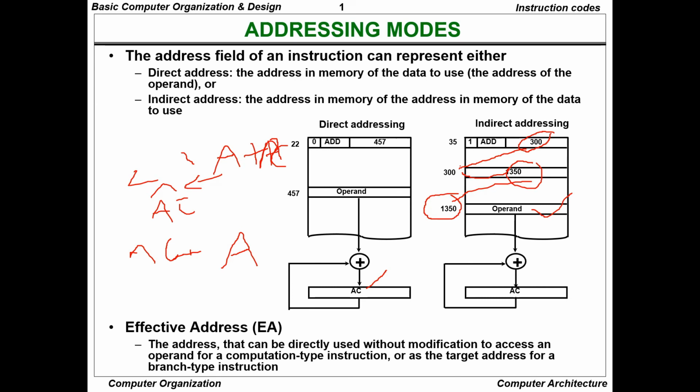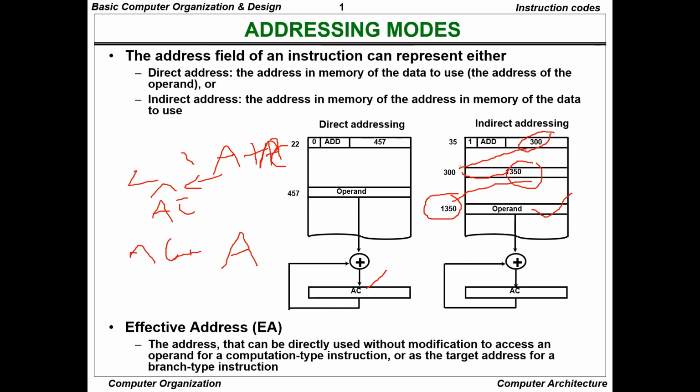So this is the difference between direct addressing and indirect addressing. Here we have an effective address. What is effective address? The address that can be directly used without modification to access an operand for a computation type instruction or as a target address of the branch type instruction. In the next classes we'll discuss what branch type instructions and computation type instructions are.